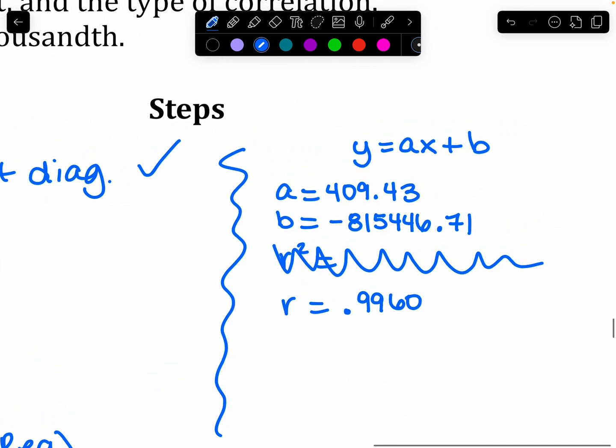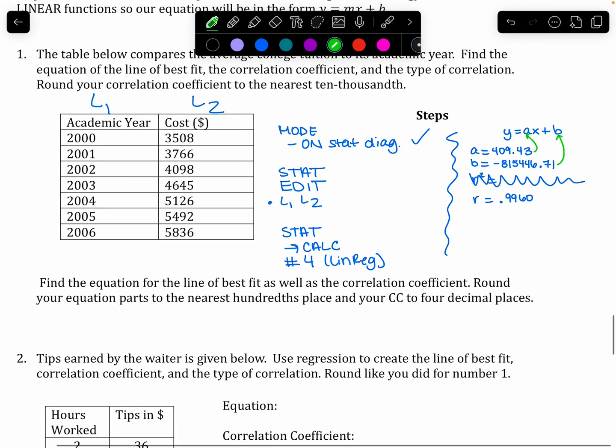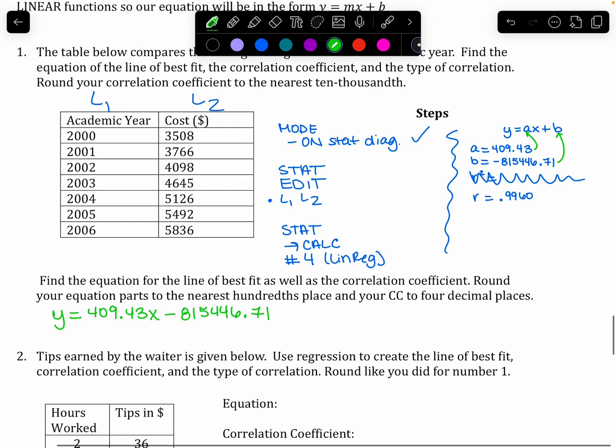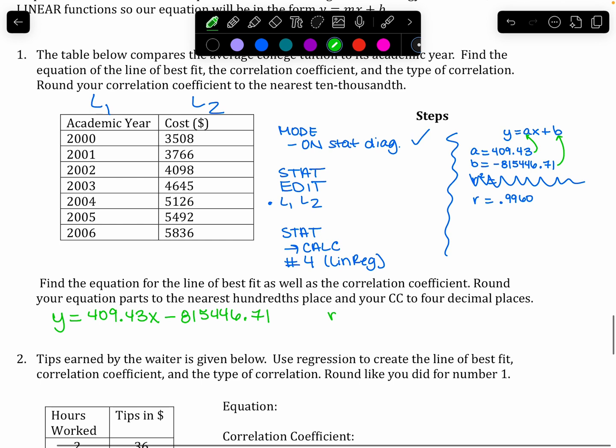Okay, now I'm going to have to move this out of the way for a second. In order to get my equation for the line of best fit, I'm taking whatever I got here and plugging this number in for A and this number in for B. So my equation will be y equals 409.43x minus 815,446.71. That's my equation for the line of best fit.